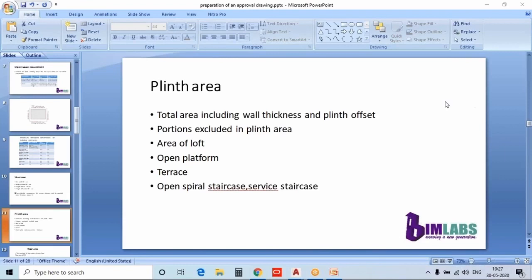Then after preparing all these floor plans, sections, and elevations, on the approval drawing there should be floor plans of all the floors. If there is a ground floor, then there should be a ground floor plan. If there is a first floor, there should be a first floor plan. If it is a second floor, then there should be a second floor plan.